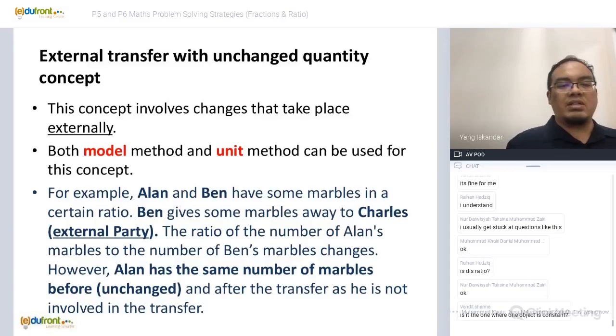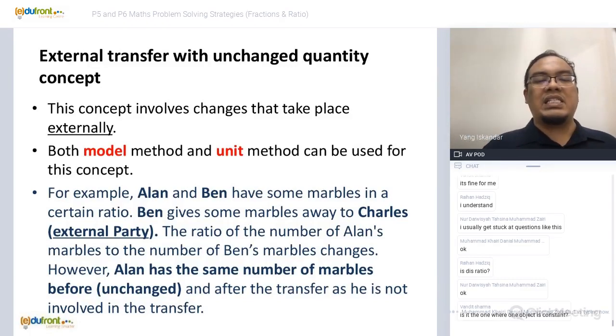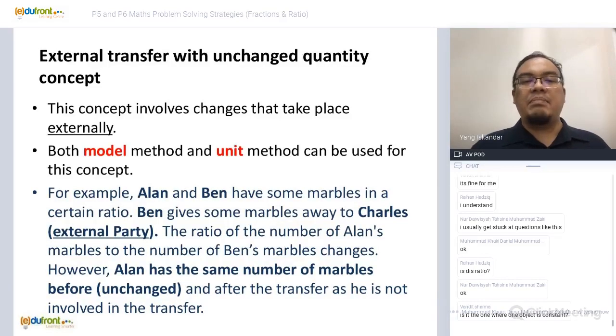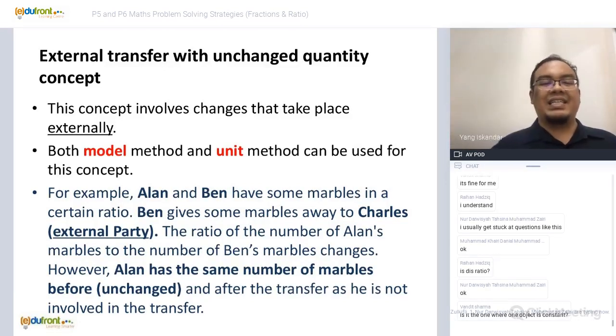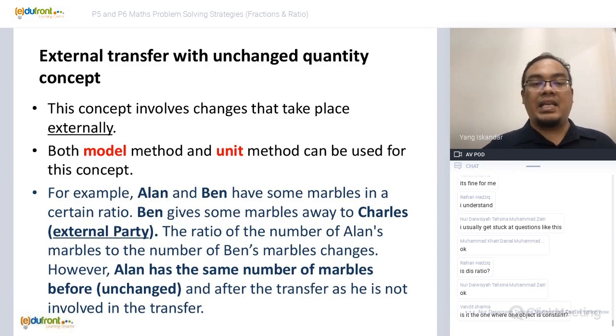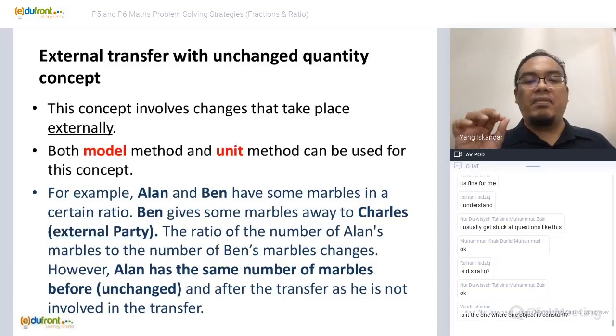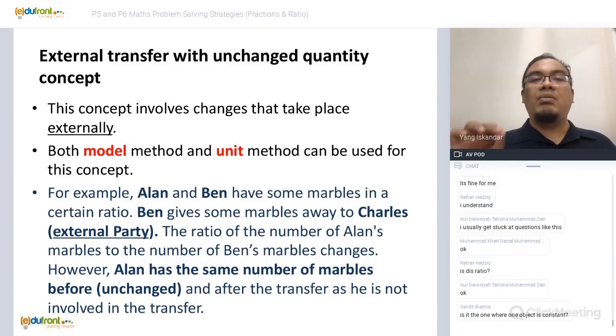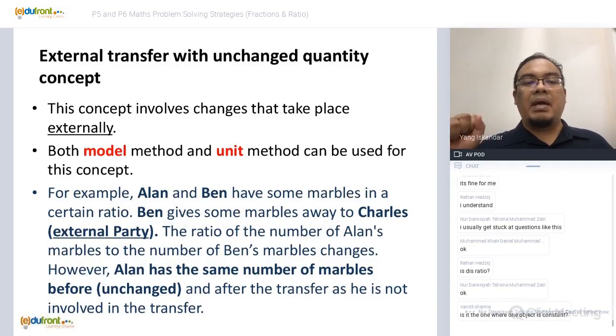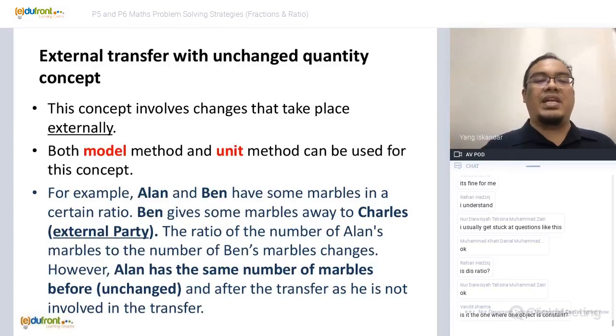Okay, listen carefully. This concept involves changes that take place externally. Both the model and units method can be used for this concept. Now let's take a look at one example here. Alan and Ben have some marbles in a certain ratio. Ben gives some marbles to Charles. Okay, Charles here is the external party. Remember, you have Alan and you have Ben, and Ben gave some marbles to Charles. Due to this, the ratio of the number of Alan's marbles to Ben's marbles will change, right? Because Ben has given away some, so the ratio will definitely change.